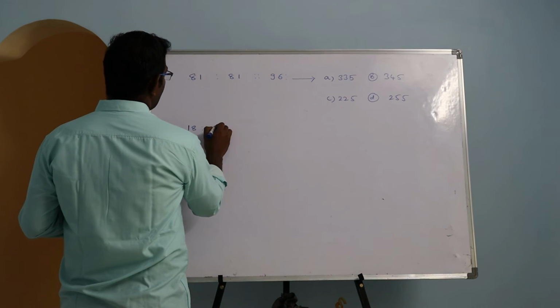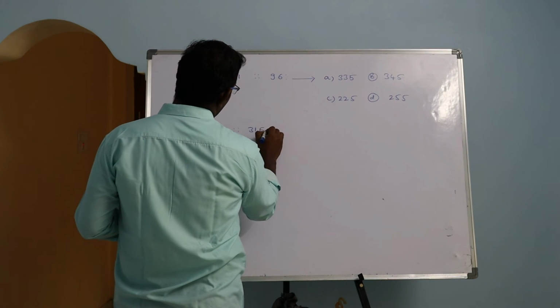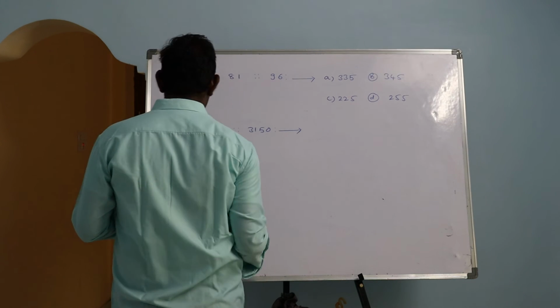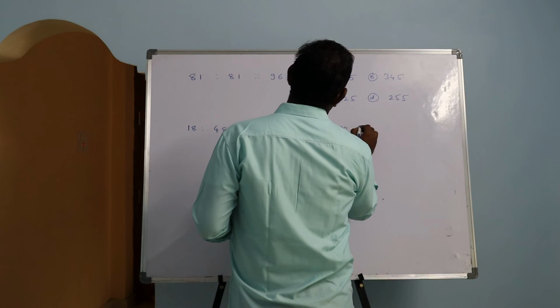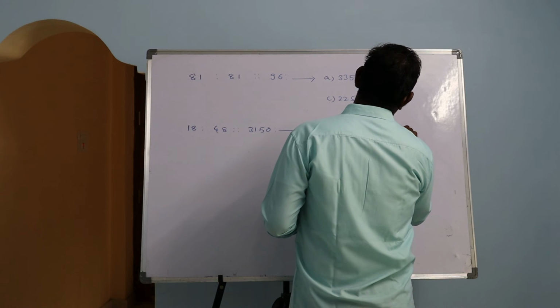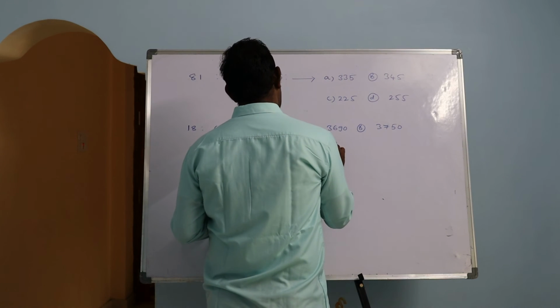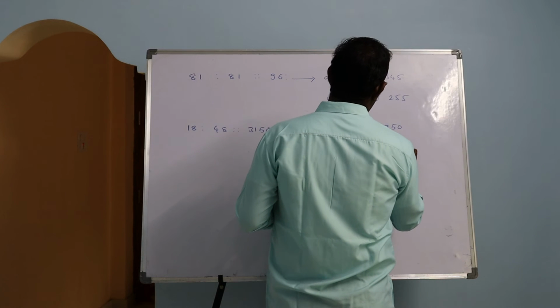18 is related to 48 as 3150 is related to dash. Option A is 3690. Option B is 3750. Option C is 3790. Option D is 3840.